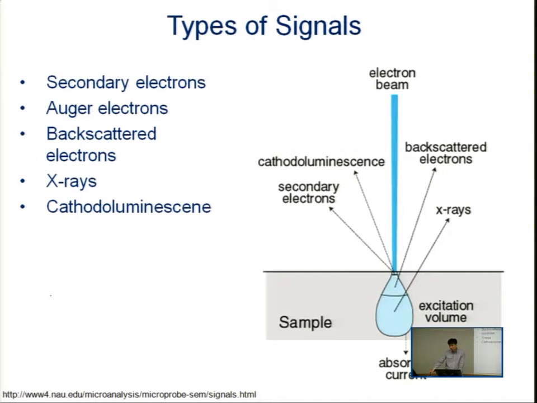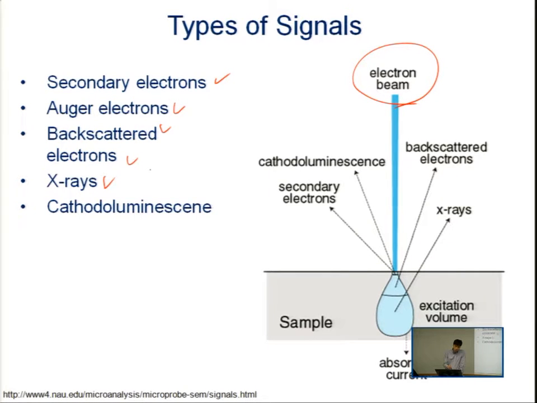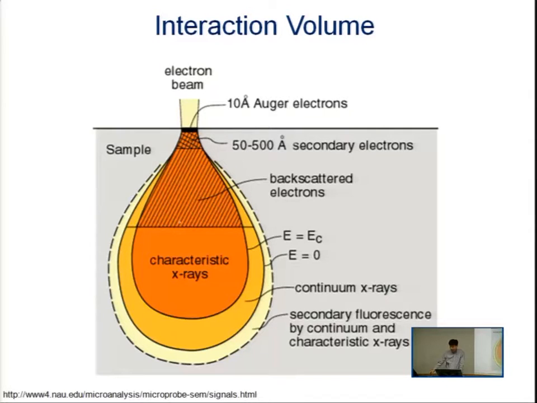When the primary electron beam hits the surface of the material, we can have these signals from the material: secondary electrons, Auger electrons, backscattered electrons, X-rays, and some cathodoluminescence. And then this is the typical interaction volume.